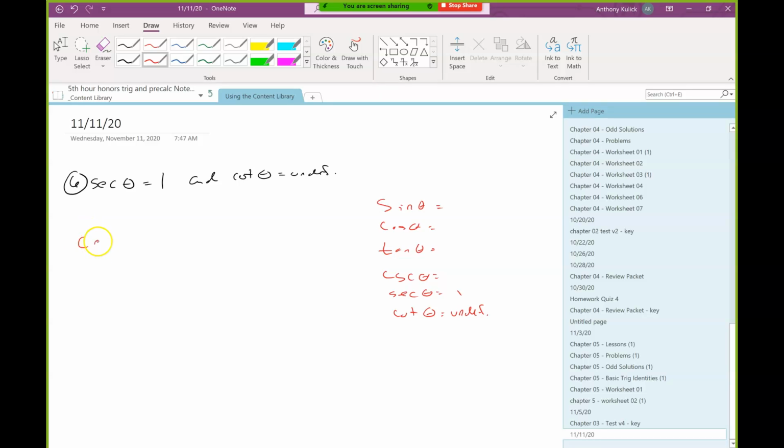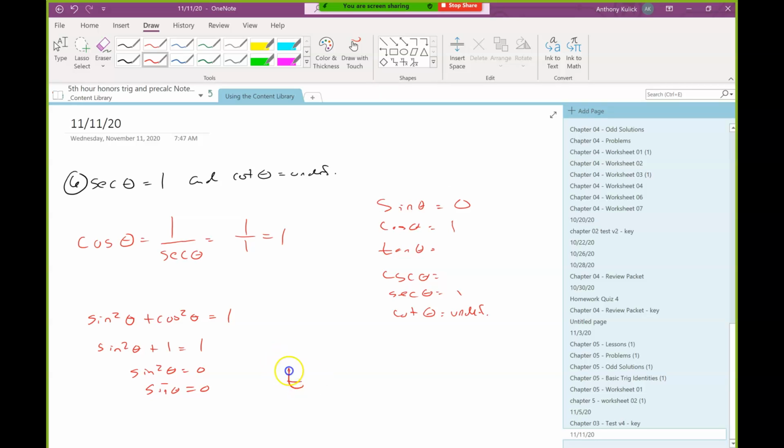Well, I know that cosine is equal to, so cosine should be 1, right? And then I know that sine squared theta plus cosine squared theta should equal 1. If cosine is 1, 1 squared is just 1. So sine squared should equal 0, so sine should equal 0. Okay with that?